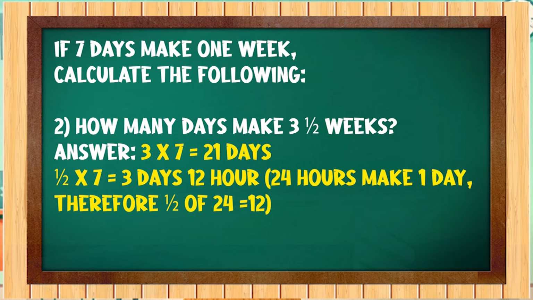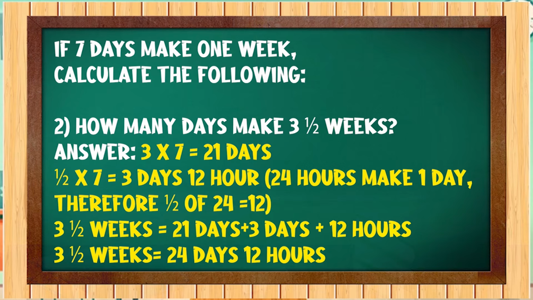But when we're looking at time, we can't just say 3.5 days. We say 3 days and 12 hours because half of a day, remember, each day has 24 hours. So if we're going to say half of a day, we say 12 hours. So in that way, the answer would be 3.5 weeks is equivalent to 24 days and 12 hours. Right? 24 days and 12 hours.